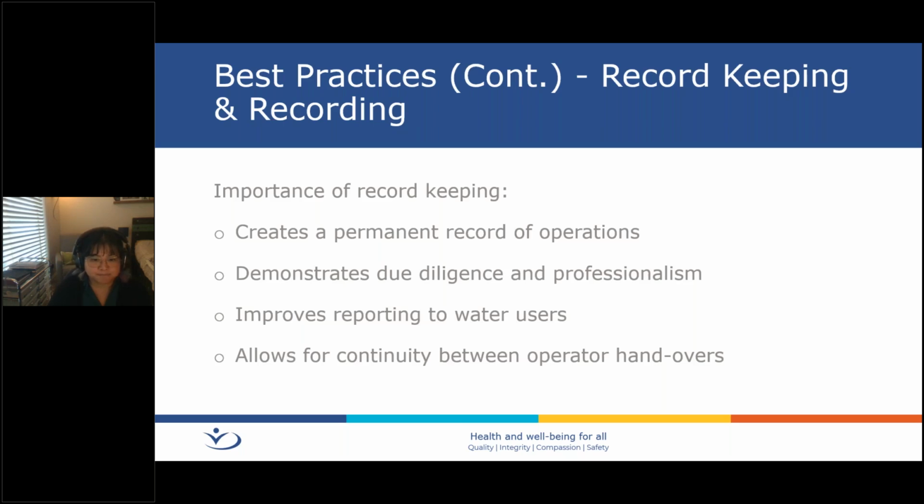By completing routine record keeping, you can include this information as part of your monthly or annual reporting. And record keeping allows for continuity between operator handovers. If you have multiple operators, or sometimes there is an on-site operator and an off-site operator, so it is good to have this record keeping in place.